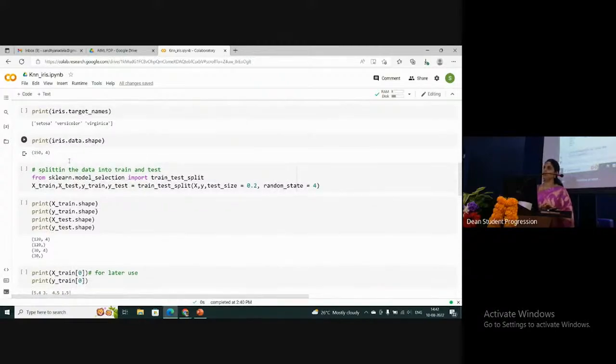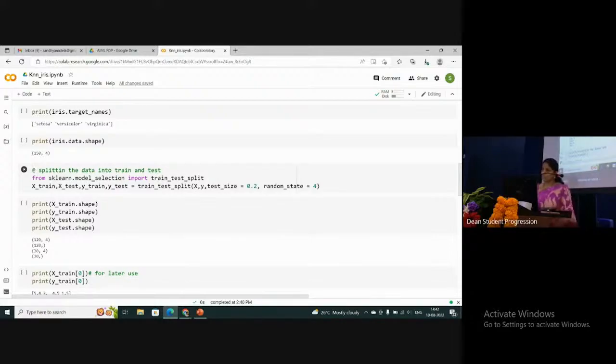Now, how many instances are there, and how many columns are you considering for the classification? That is shown by iris.data.shape. So I have totally 150 rows, and when I say data.shape, I am considering four values: sepal length, sepal width, petal length, and petal width. So 150 instances I am taking, and each instance has those four values.